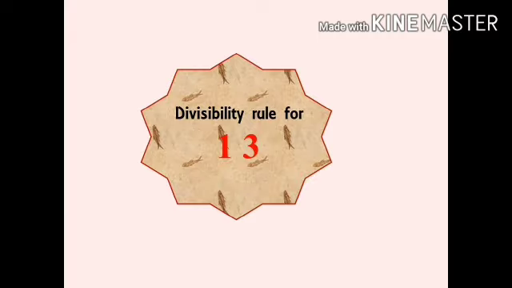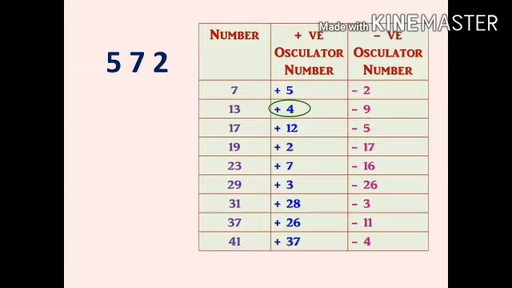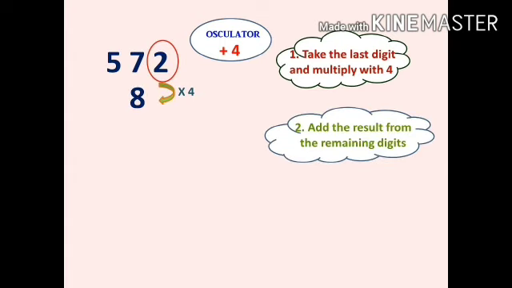Next, we are going to see the divisibility rule for 13. We are going to check whether the number 572 is divisible by 13 without using division, using the oscillator number. First, we have to know the oscillator number for 13. The oscillator number for 13 is plus 4. First, let us solve using the positive oscillation method. We take the last digit and multiply it by 4. If we multiply the last digit 2 by 4, we get 8. Since we have a positive sign, we add the result to the remaining digits. If we add 57 and 8, we get 65.